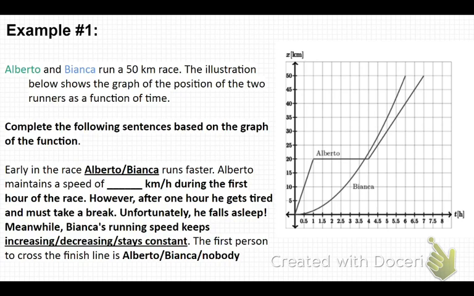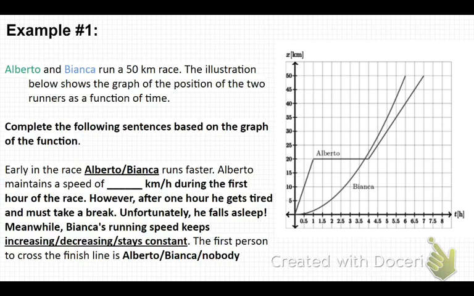function of time. So on the vertical axis, what is being measured? What does it look like? On the vertical axis, look at it. It's on your graphs too. Kilometers, which is measuring distance. And on the horizontal axis, what's being measured? Time, which is in hours. Good. So it says complete the following sentences based on the graph of the function.